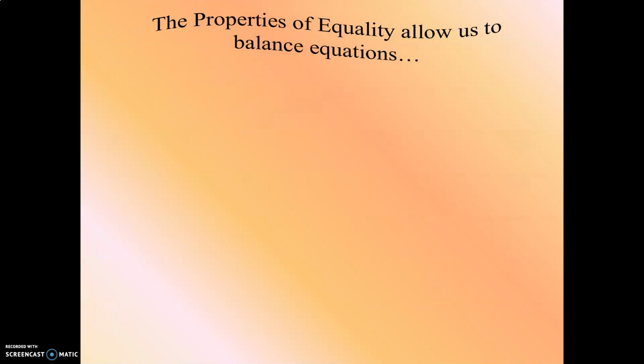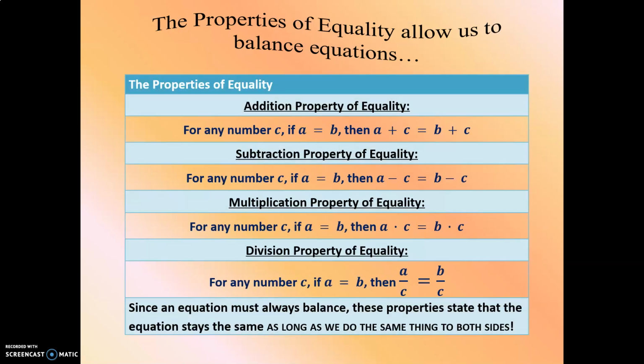Well, one of the questions people always ask was, how can you do this? How do you know you can actually just add something to the other side or subtract something from the other side? Well, in mathematics, there's this thing called properties of equality, and they allow us to balance equations using the language of math. Here we go. Here we have these 4 different properties of equality: addition, subtraction, multiplication, and division.